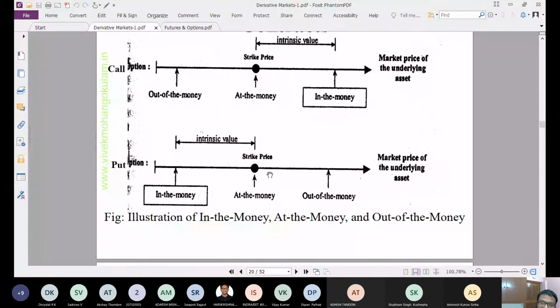Again at the strike price, if the spot price is at the strike price, it is at the money. If the spot price is below the strike price, then he can actually sell at the strike price. So this is in the money for him. Beyond that, it is out of the money for him. So this is the generic dynamics of spot price versus gain for the option holder.